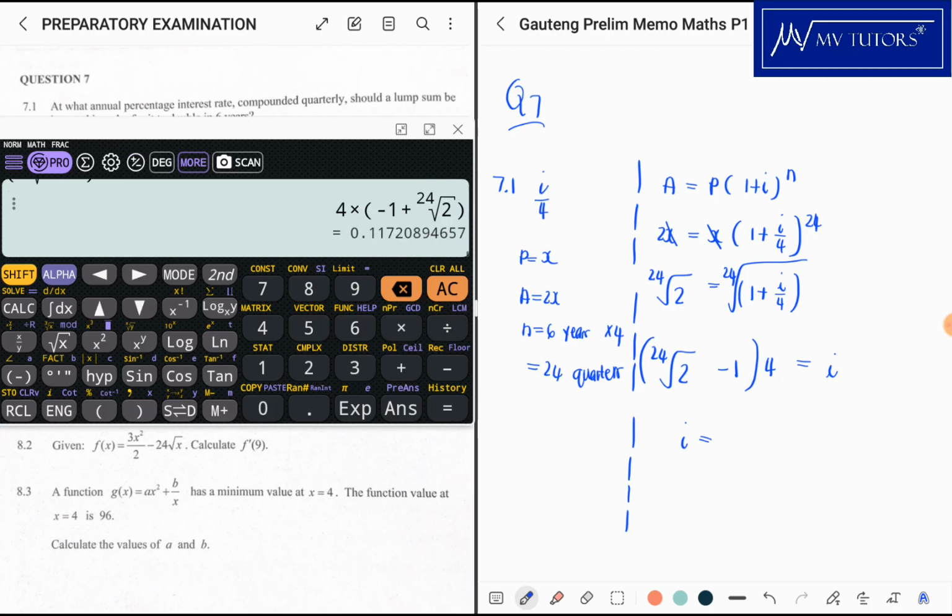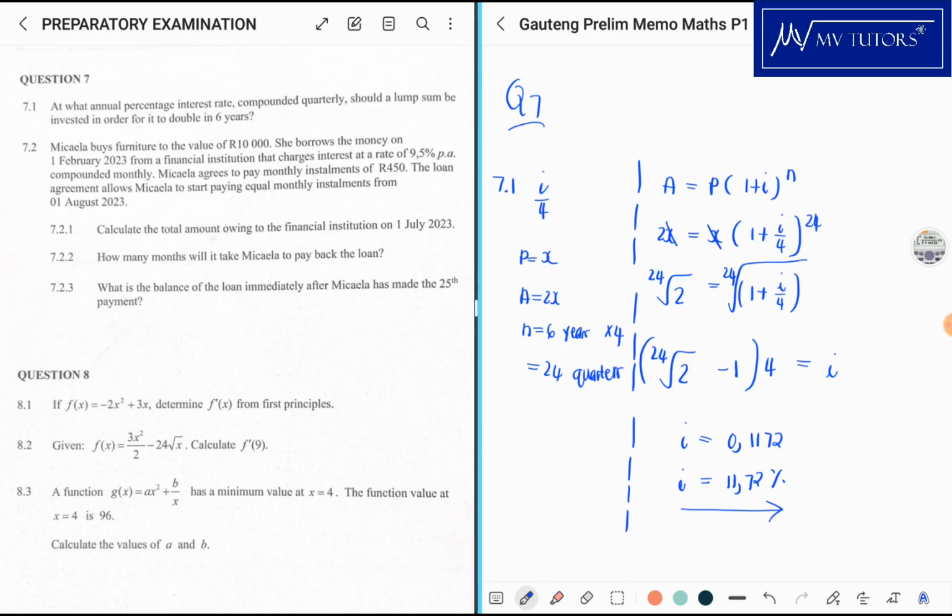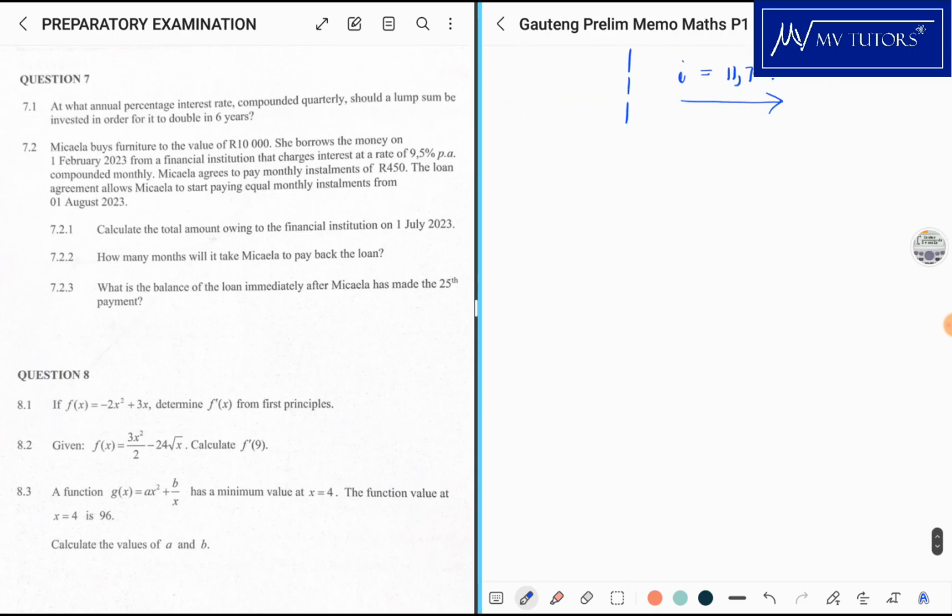Okay, so what do we get? We get 0.1172, and if we multiply that by 100, that will give us the interest rate in percentage. So that's basically 11.72%. Okay. All right, and then we get to 7.2.